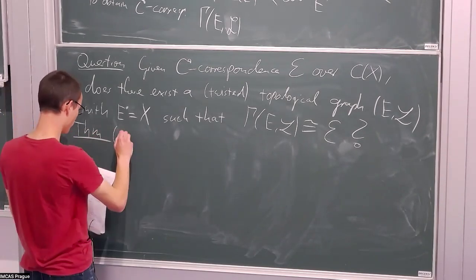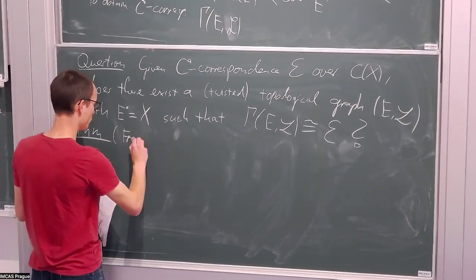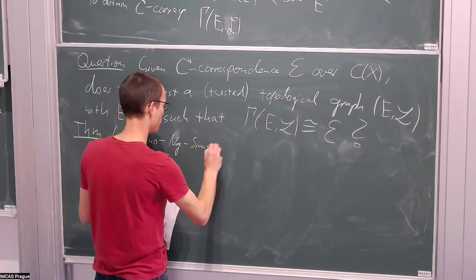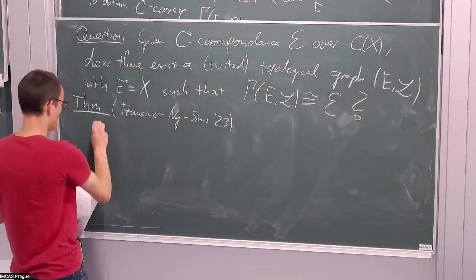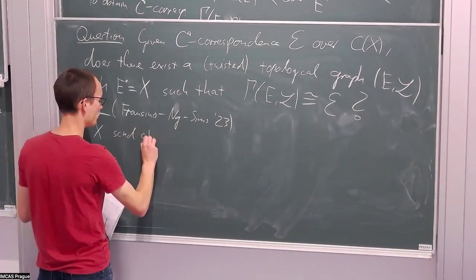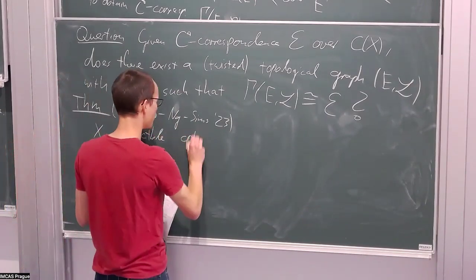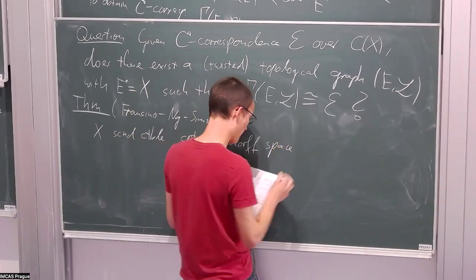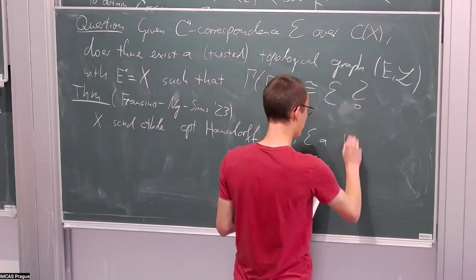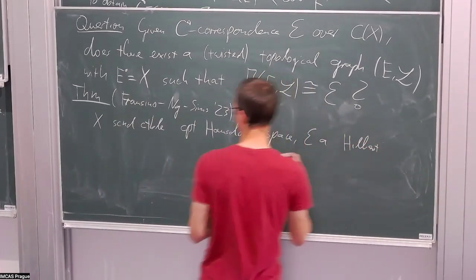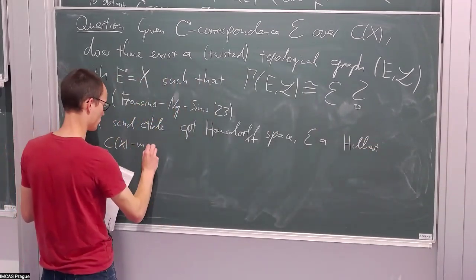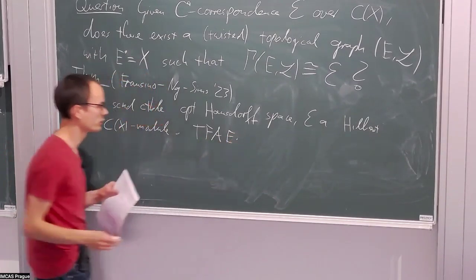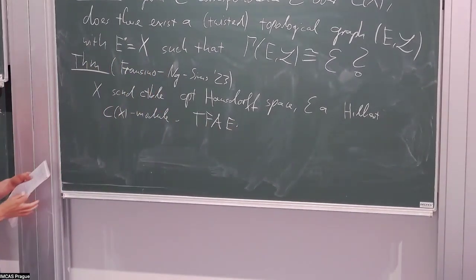This is from 2023 from Rodrigo Pausino, Abraham and Aidan Sims. If X is a second countable compact Hausdorff space, and E a Hilbert C(X) module, then the following are equivalent. I'm going to slightly rephrase their statement in the language that we've been using in this talk.